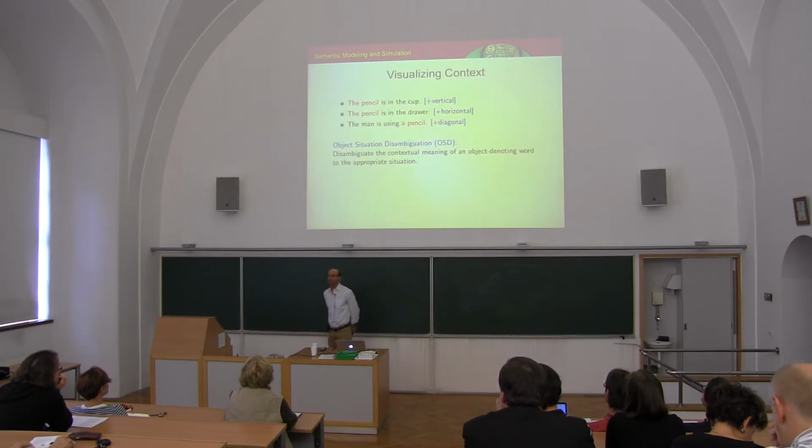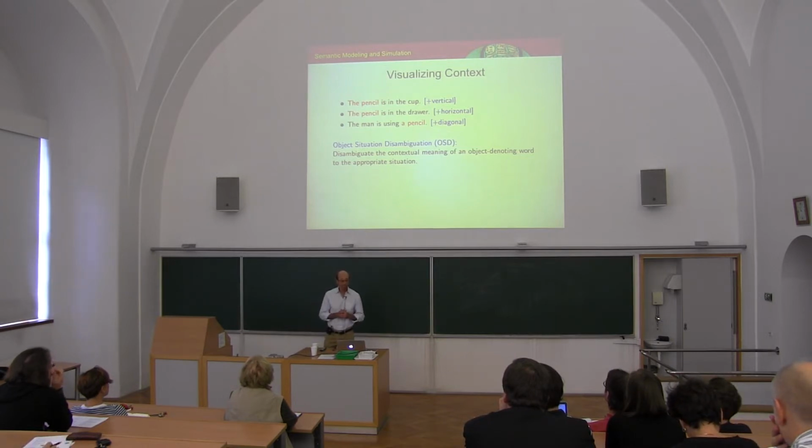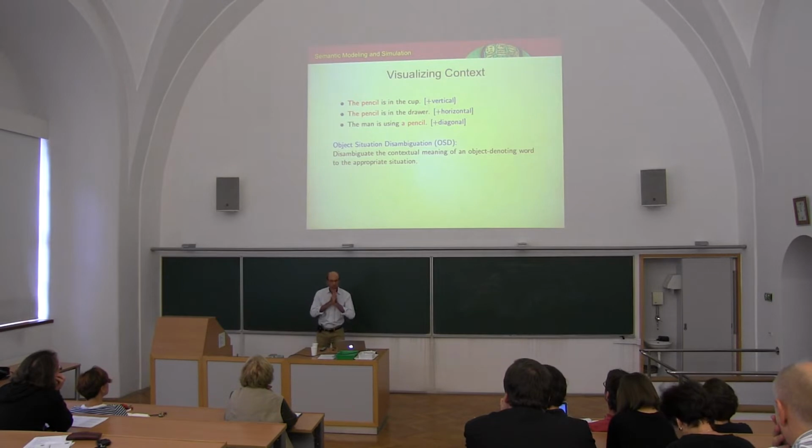Now, in these three examples of the pencil, we have a verticality associated with how it's supported in a cup, something being horizontal, being supported in the drawer, and some kind of diagonal, non-vertical, non-horizontal for it being used in actual use. And this is, in a way, not too different from word sense disambiguation. We might think in terms of object situation disambiguation. I want to be able to disambiguate the contextual meaning of an object denoting word to the appropriate situation.